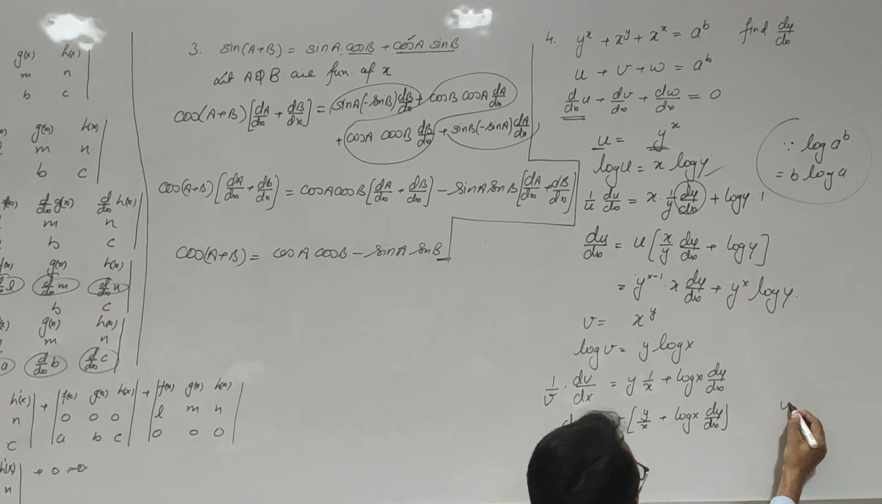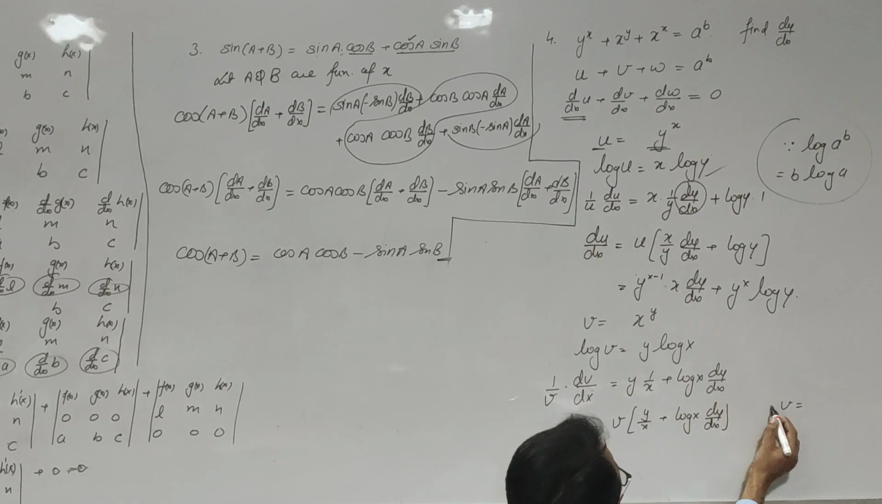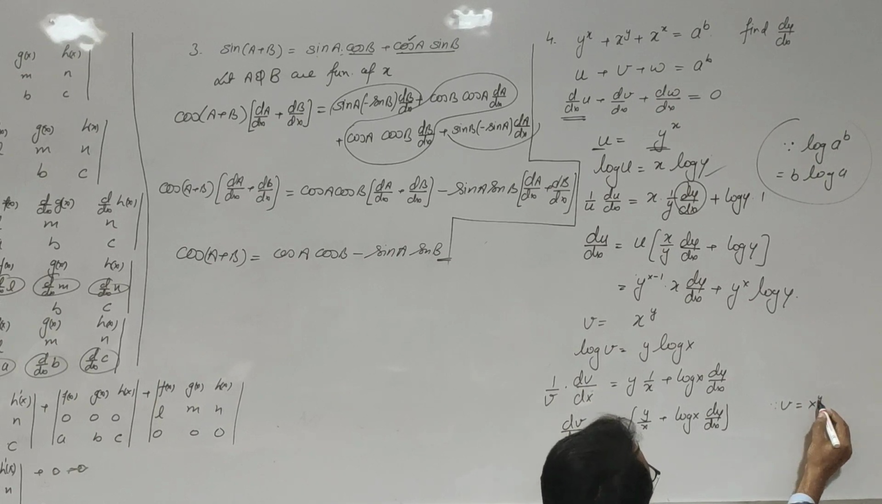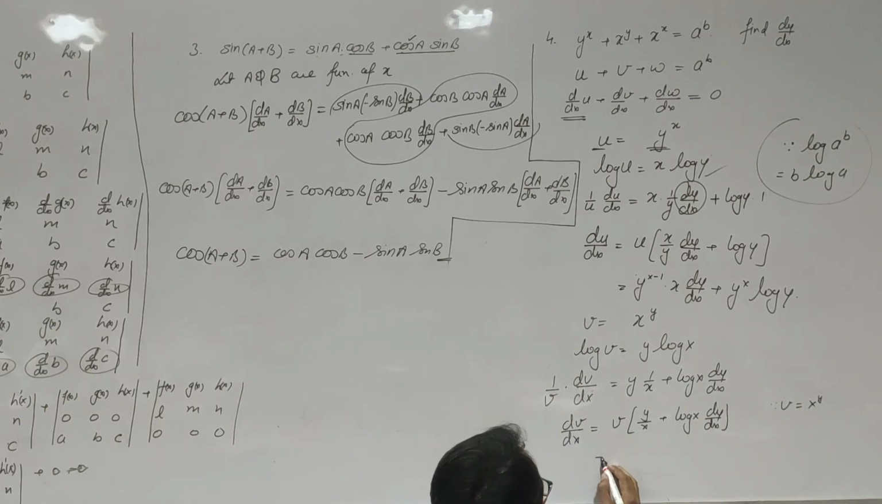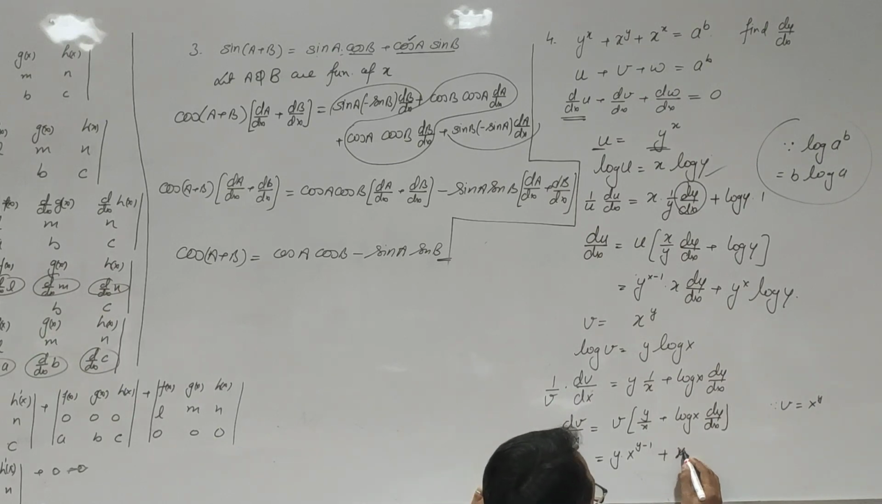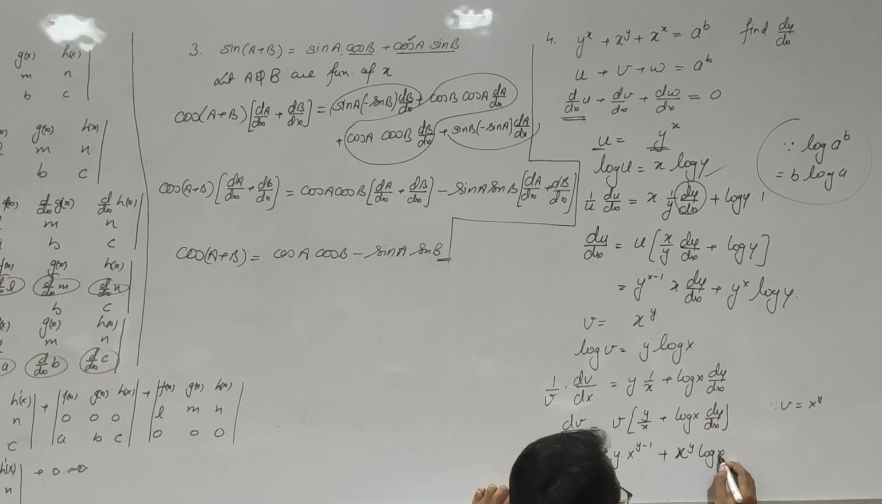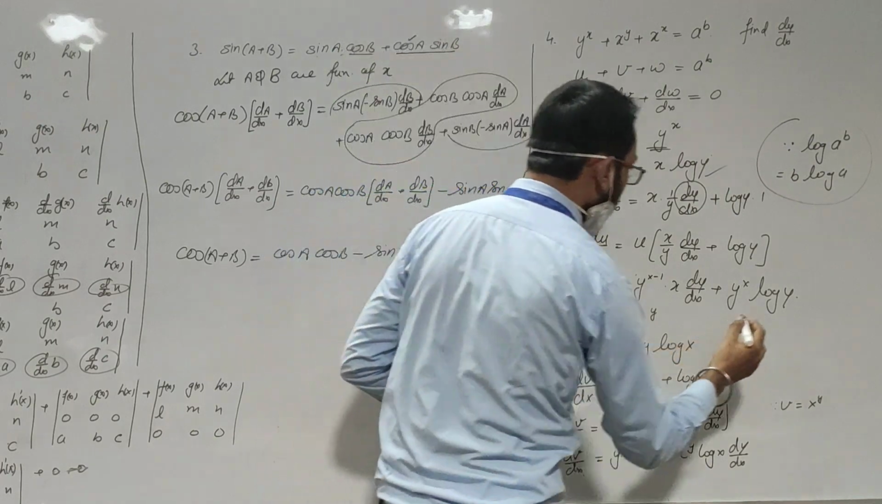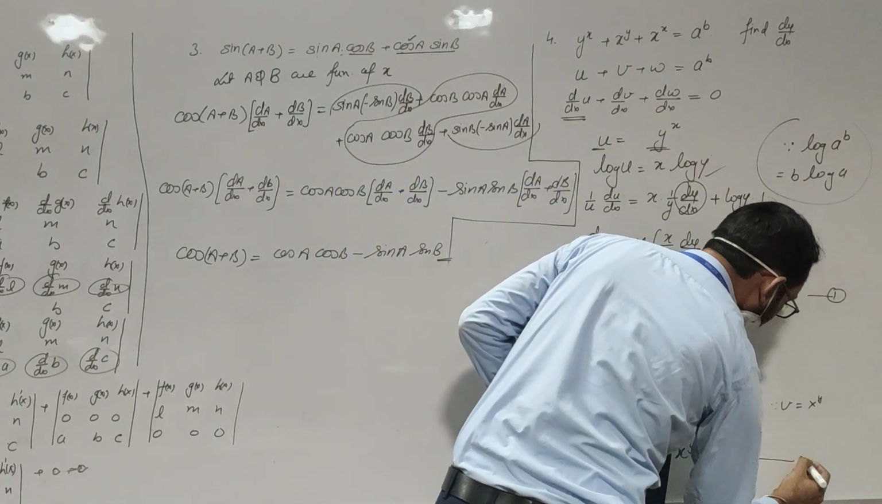Now we know that v is equal to x to the power y, that I am taking inside. So it will become y into x to the power y minus 1, because the division will affect the power by minus 1, plus x to the power y log x dy on dx. This is dv on dx. We have got the second part also. The first part is with us, the second part is with us.